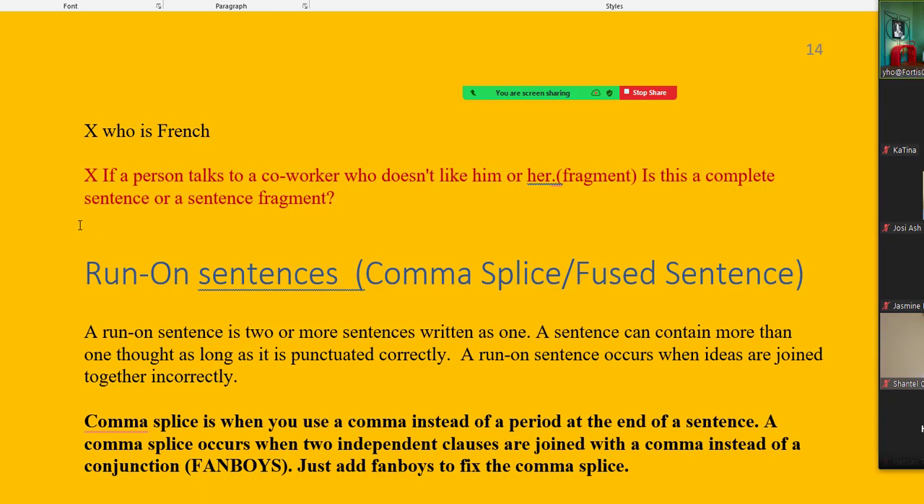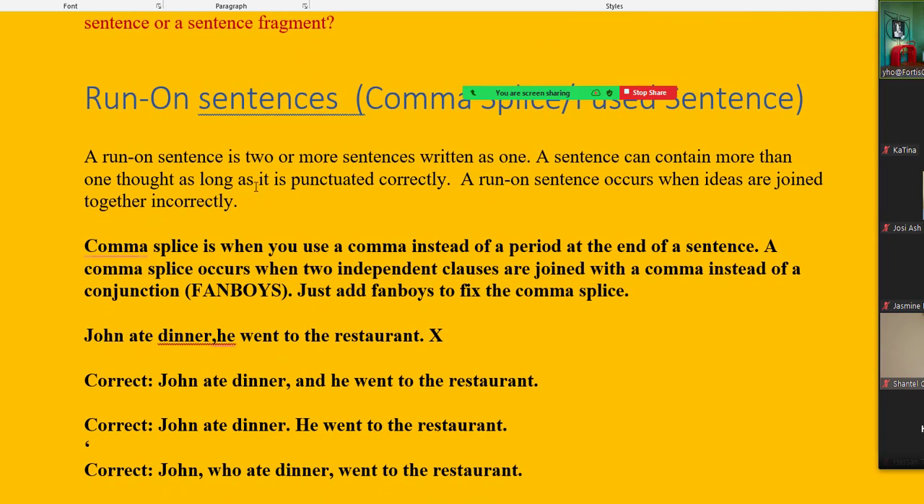Okay, and then run-on sentences. A run-on sentence is two or more sentences written as one. A sentence can contain more than one thought as long as it is punctuated correctly. A run-on sentence occurs when ideas are joined together incorrectly. When you have two sentences, usually you have to put a period after the first sentence before you start another sentence. But what if you forget to put your period in there? That's how you have a run-on sentence, when two sentences run together and they're not supposed to run together.